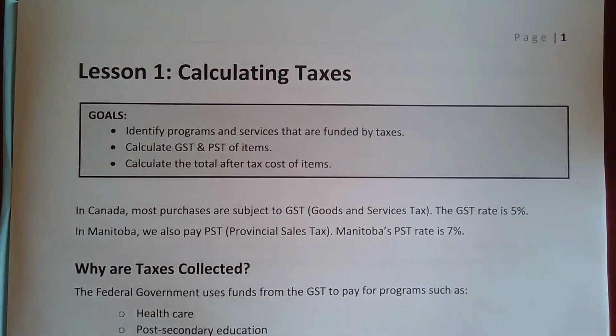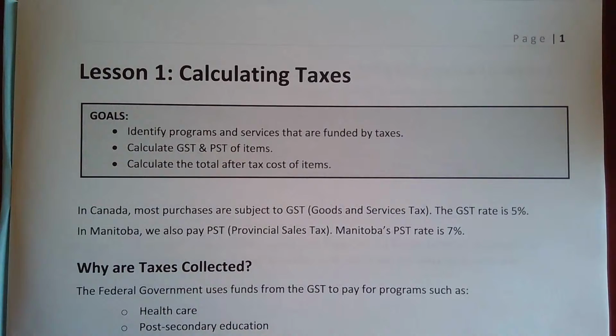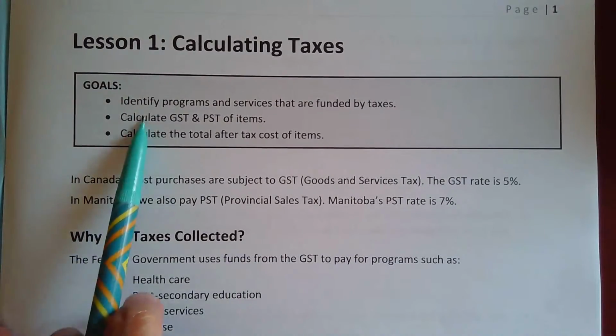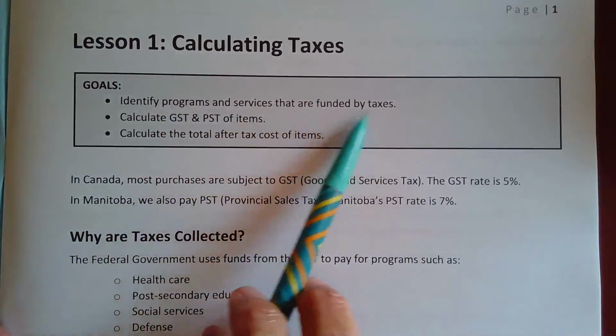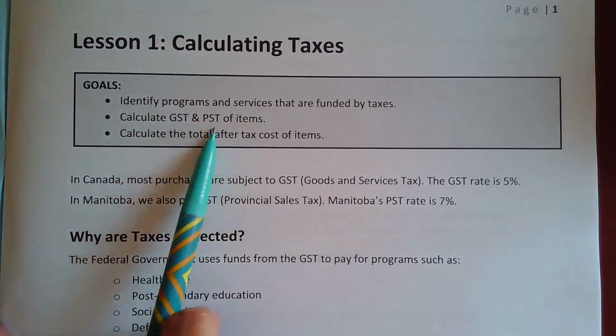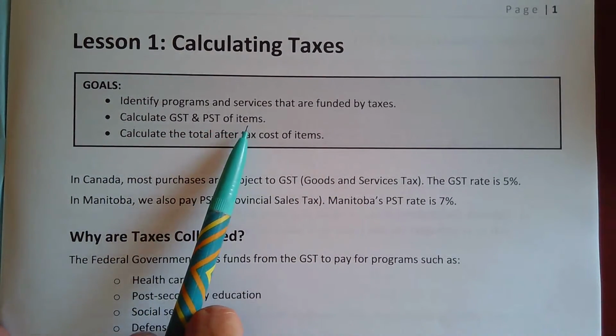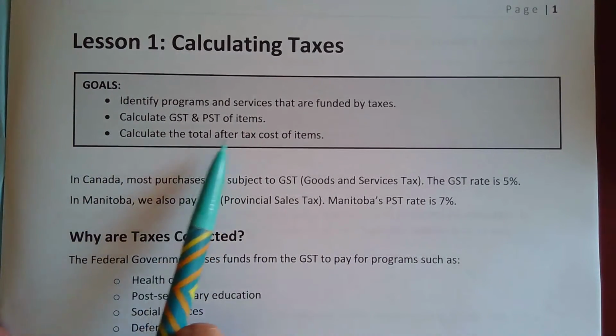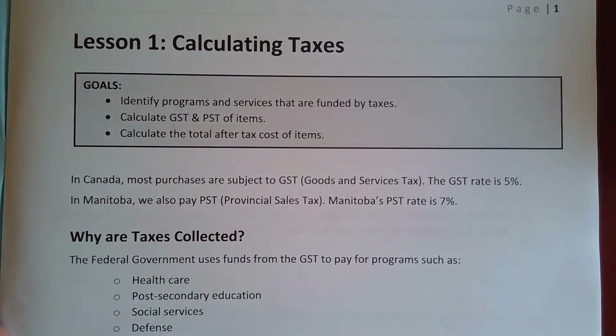Today we're starting unit number 2, lesson 1, focusing on calculating taxes. We're going to talk about identifying the programs and services that are funded by our taxes. We are also going to talk about how to calculate the GST and PST of the items that we want to purchase, and also calculate the total after-tax cost of items.